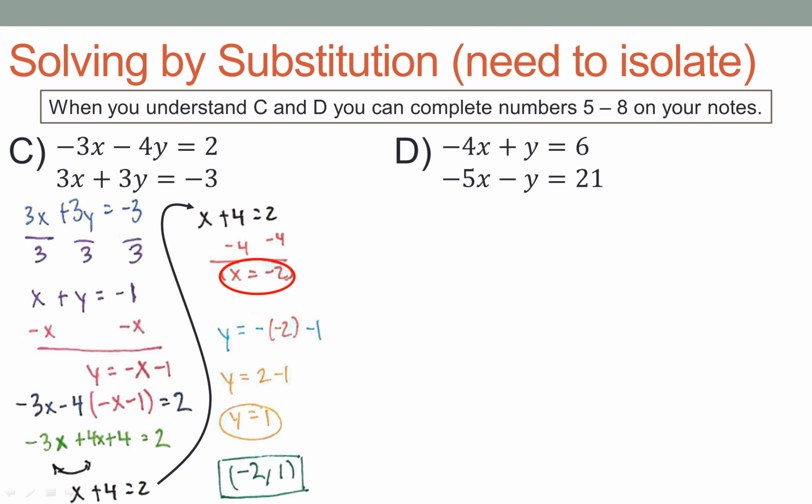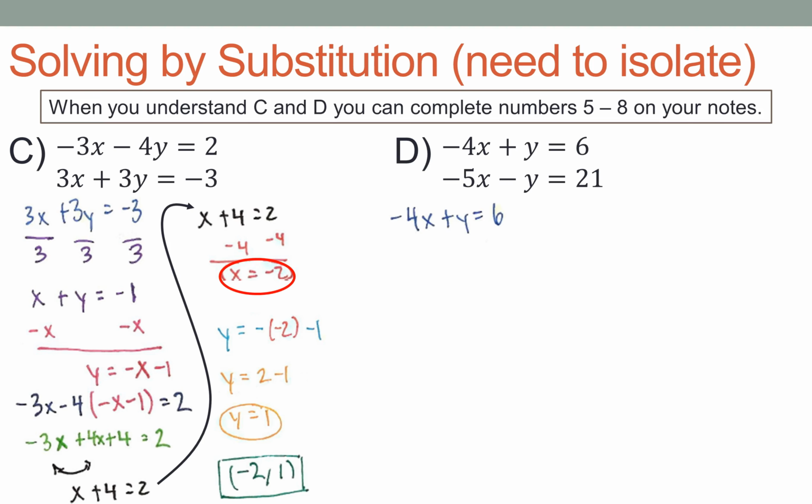It's a lot to take in, and I know it's a lot of steps, but really all we're doing is solving for a variable and then putting it into the second equation. Let's take a look at D. Negative 4x plus y equals 6. And negative 5x minus y equals 21.